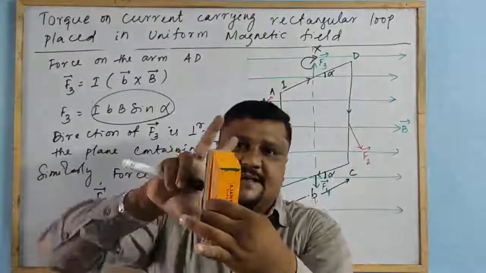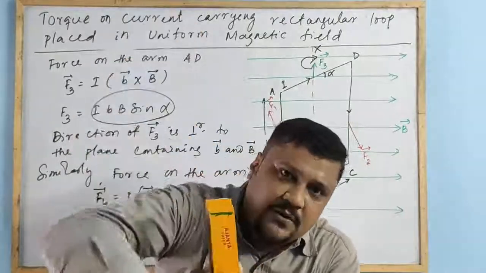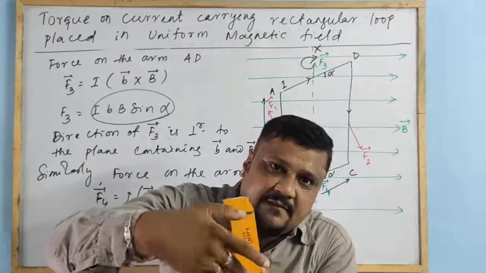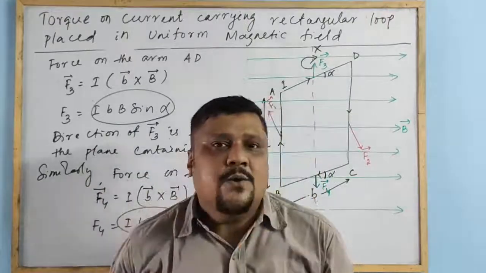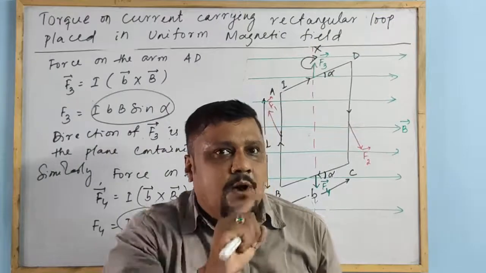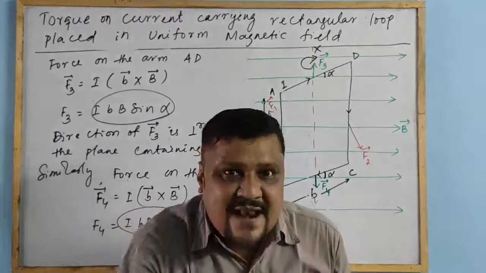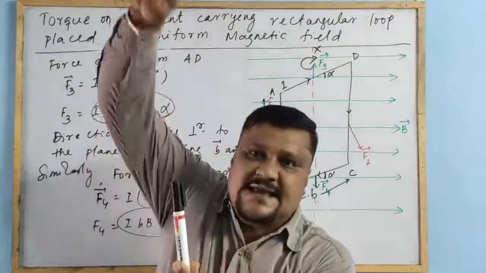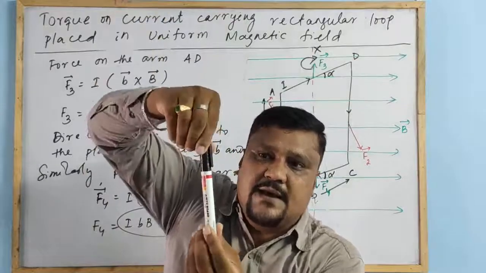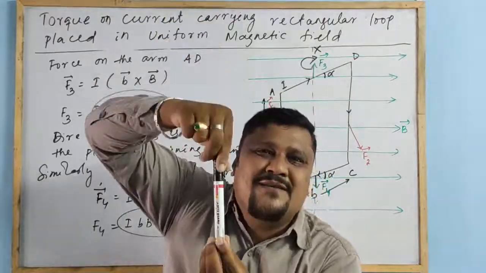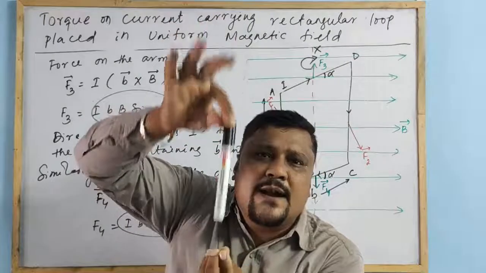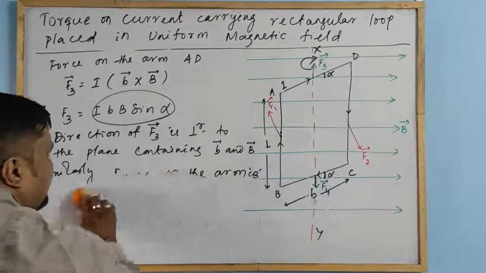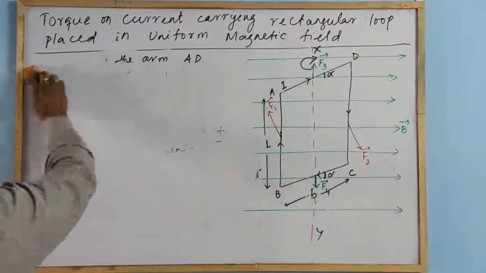The forces acting on the sides of breadth B are equal and opposite, and have the same line of action. Take a body and apply a force of 5 Newton in this direction and 5 Newton in the opposite direction. Then what will be the resultant? 0 Newton. Equal and opposite.